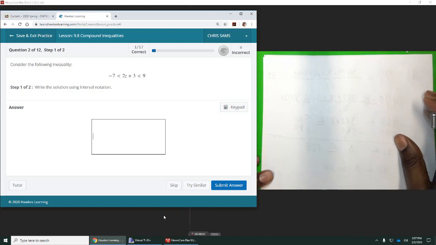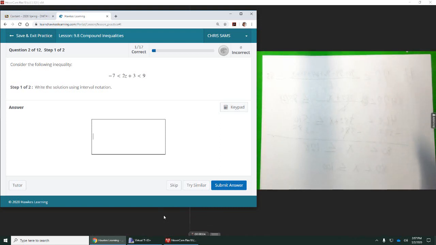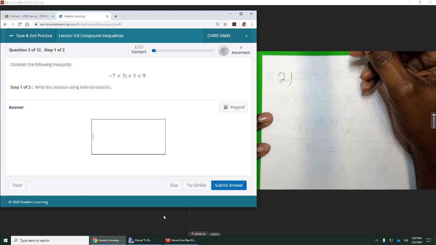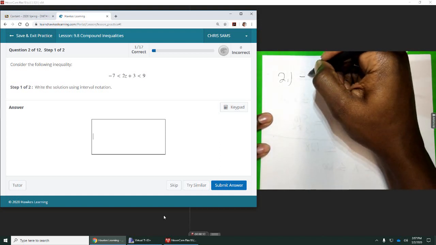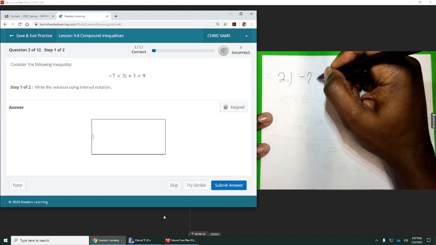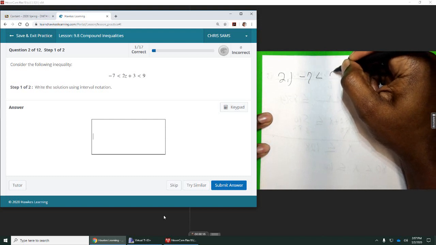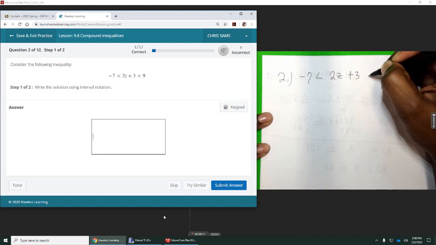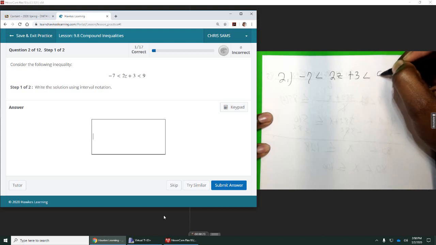All right, number 2, we want to write the solution using interval notation, and we have a part 2. Probably going to want us to graph it, so get prepared for that. We have -7 is less than 2z plus 3 is less than 9.